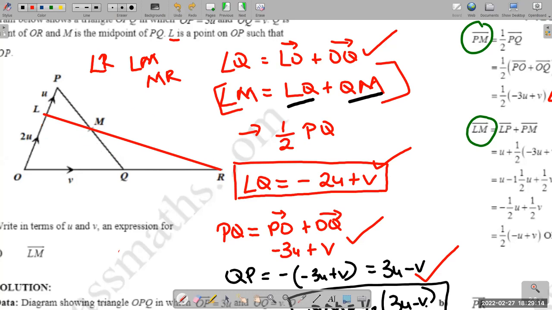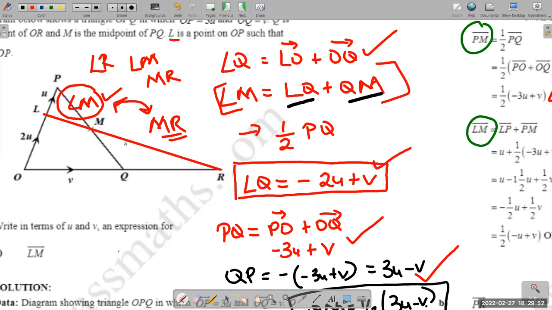So if I want to prove that those 3 points are collinear, which 2 lines do I have to prove are parallel? I must prove that LM is parallel to MR. But we just found out what LM is. That's what we calculated just now. So who we need to find is MR, because we do not have it. So this is the overall strategy: get the information for LM, get the information for MR, and see if one is a multiple of the other.